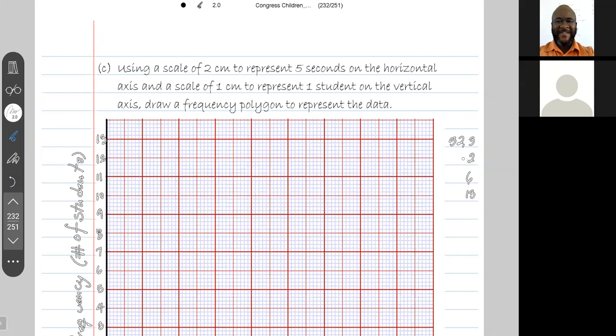All right, then we have 57, 2, 62, 6, 67, 13. So let's plot these points. We're drawing our frequency polygon.